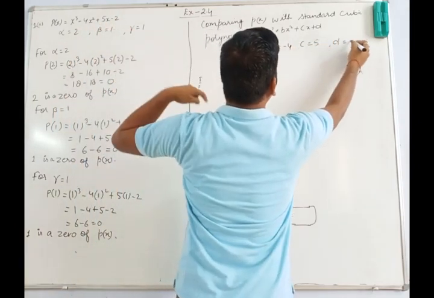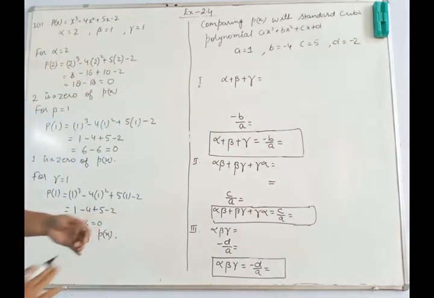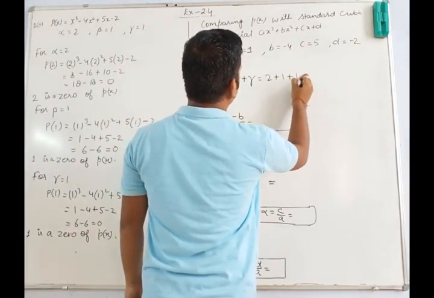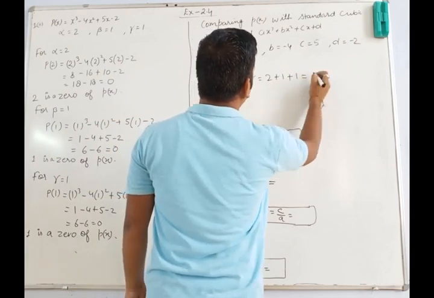And what is the value of b? It is minus 2. Now alpha plus beta plus gamma. Okay, so 2 plus 1 plus 1. What will it give you? 2, 1, 3, 1, 4.